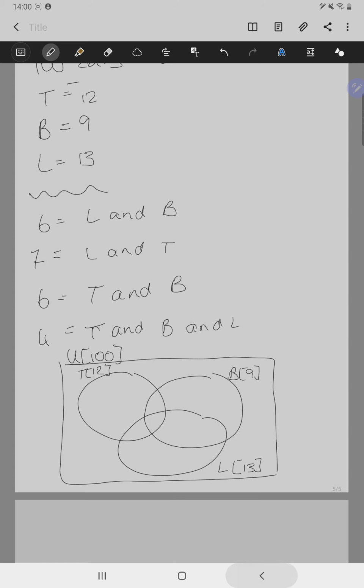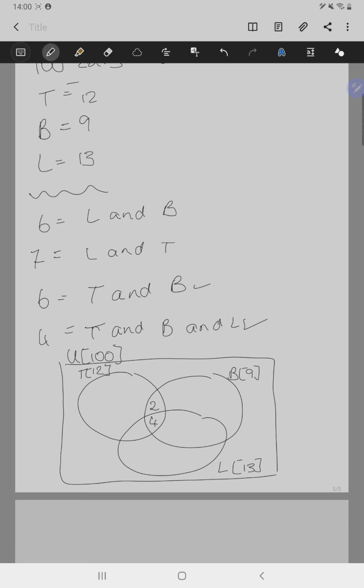Start in the very center, so we know that there are 4 people who had all 3. Let's look up at the top, tires and brakes. We know 6 people in total had defective tires and brakes. We've already looked at 4 of those, so that means the remaining 2 would go into there.